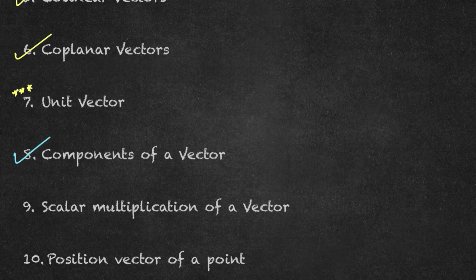Components of a vector. Any vector r can be written as a i cap plus b j cap plus c k cap. This means that this vector has magnitude a in the direction of x-axis and magnitude b in the direction of y-axis, and similarly magnitude c in the direction of z-axis. So here this a, b and c are called the scalar components of this vector r, where a i cap, b j cap and c k cap are called vector components.